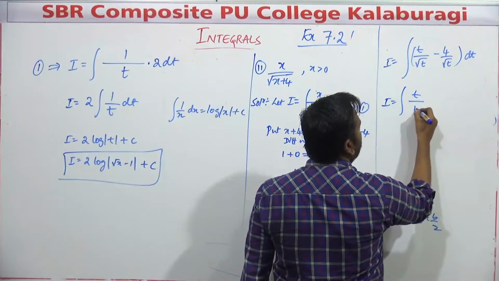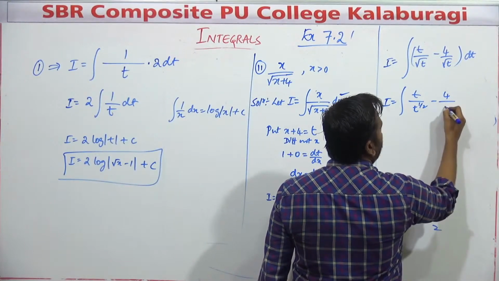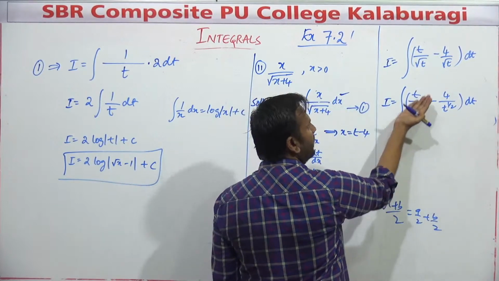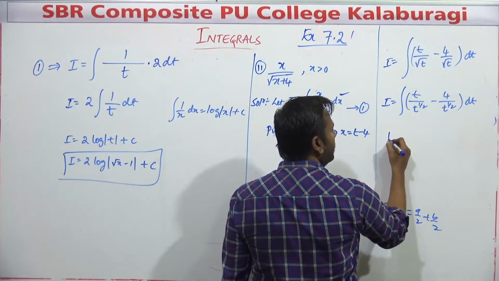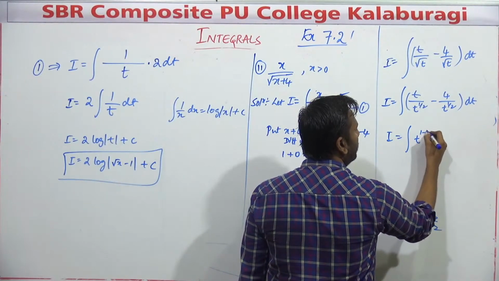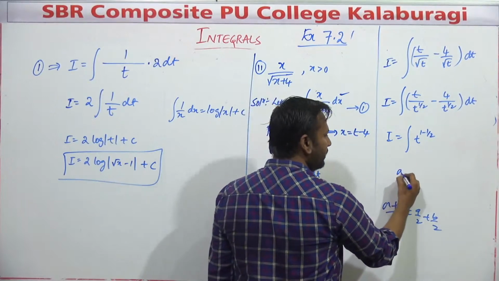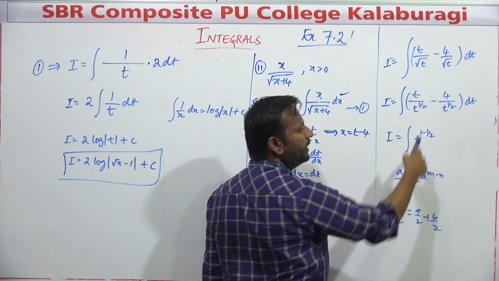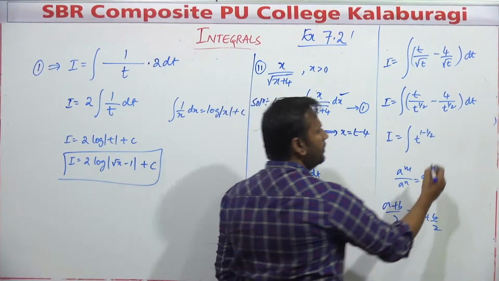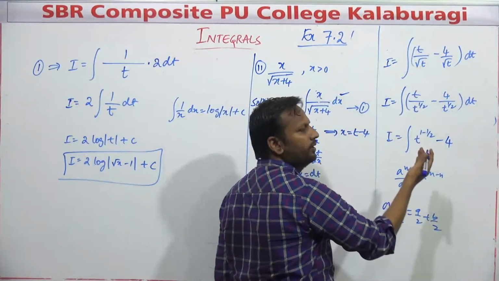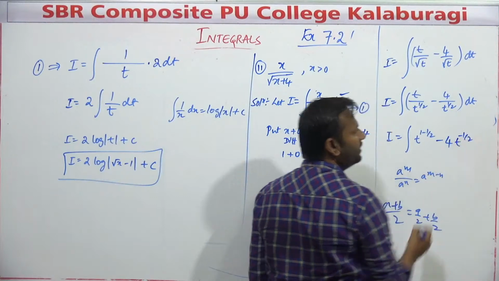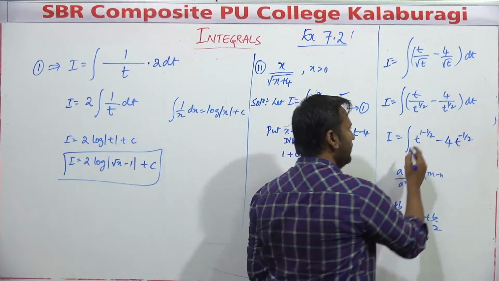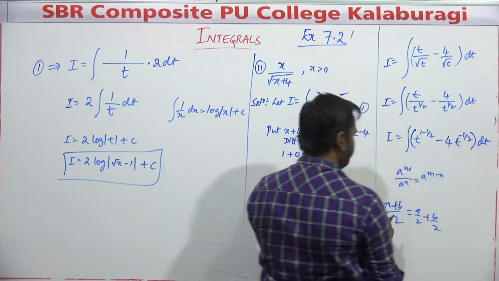t divided by root t is written as t raised to half. 4 by root t is written as t raised to minus half. To save steps, you can do it directly also, students. You can directly take t raised to half in the numerator. It becomes t raised to 1 minus 1 by 2. As you know, a raised to m by a raised to n is a raised to m minus n. It is nothing but 1 minus half. Minus 4: if you take this to the numerator, it becomes t raised to minus half. Minus 4 is constant. 1 by t raised to half is t raised to minus half, dt.